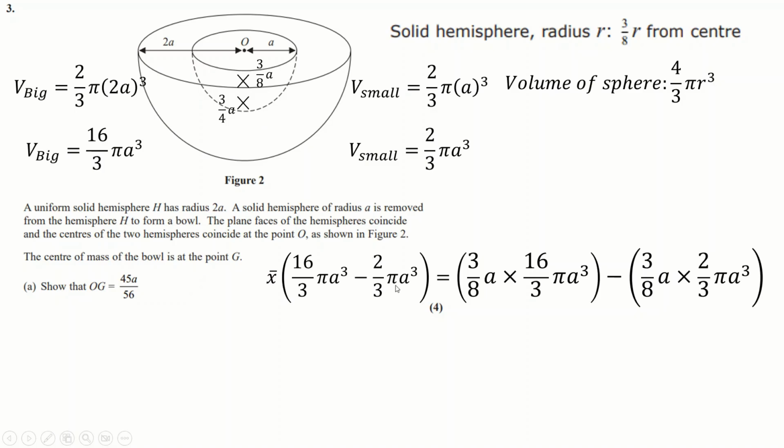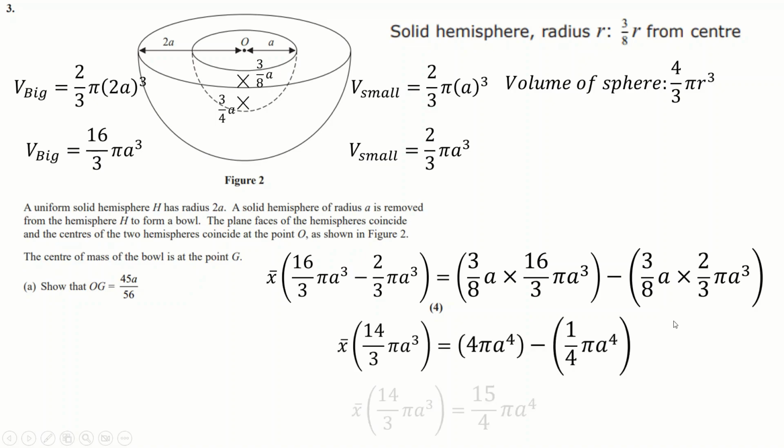So here we've got x bar times the total volume, which is just the big one take away the little one, because the little one doesn't exist, equals, and then we've got the centre of mass of the first one times its volume, minus, again, because it doesn't exist, the centre of mass times the other volume. And when you just sort this all out, you eventually end up with exactly what they wanted you to get. So we'll have our answer there.